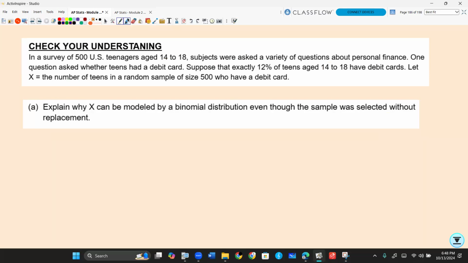Here we go. In a survey of 500 US teenagers aged 14 to 18, subjects were asked a variety of questions about personal finance.